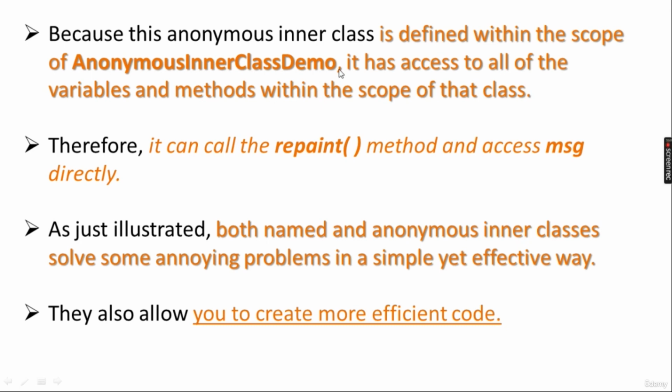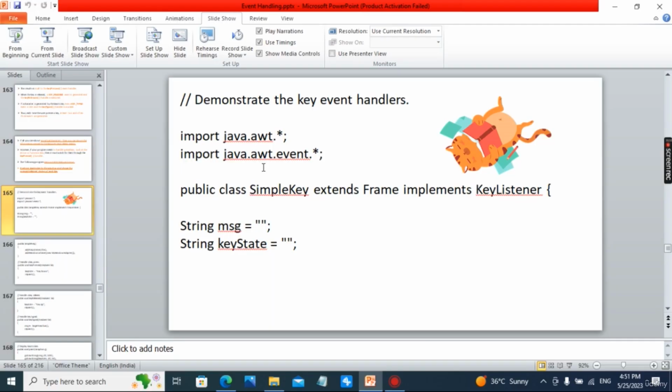So this inner class is inside the scope of anonymous inner class demo. It has access to all of the variables and methods inside this class, and it can call the repaint method and access methods directly. Both named and anonymous inner classes solve some annoying problems in a simple yet effective way. Since all the stuff is written inside the inner class, you can directly access all of the methods and variables. They also allow you to create more efficient code.